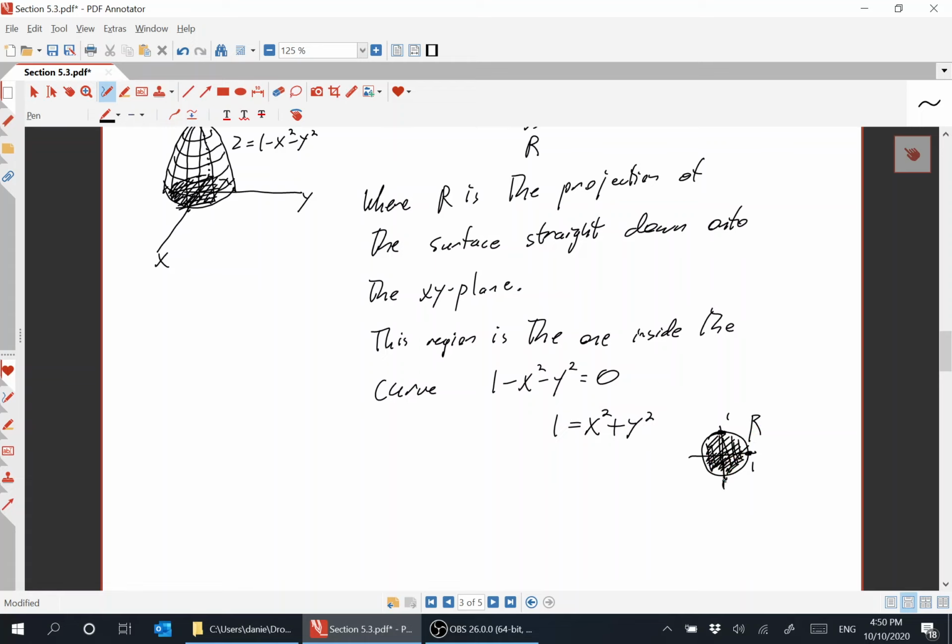How can we express R as a polar rectangle? What are the bounds on the radius? What are the bounds on the angle? Well, it's quite simply the whole disk of radius 1. So the radius is going from 0 to 1, and the angle is going from 0 to 2 pi. So we describe the disk as a polar rectangle with a full rotation of 360 degrees and a full range of radii from 0 to 1.